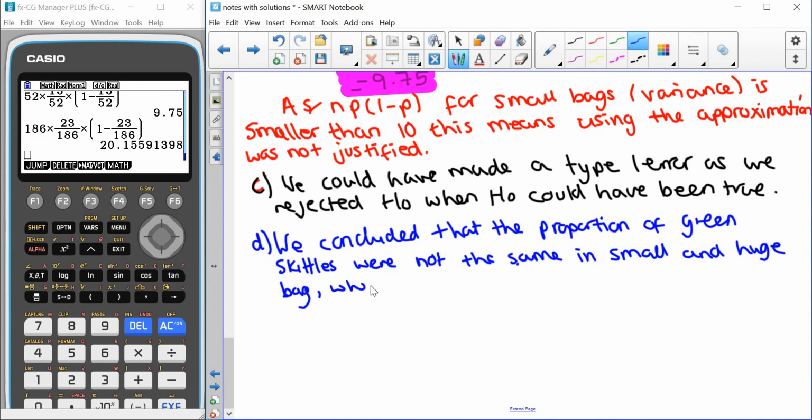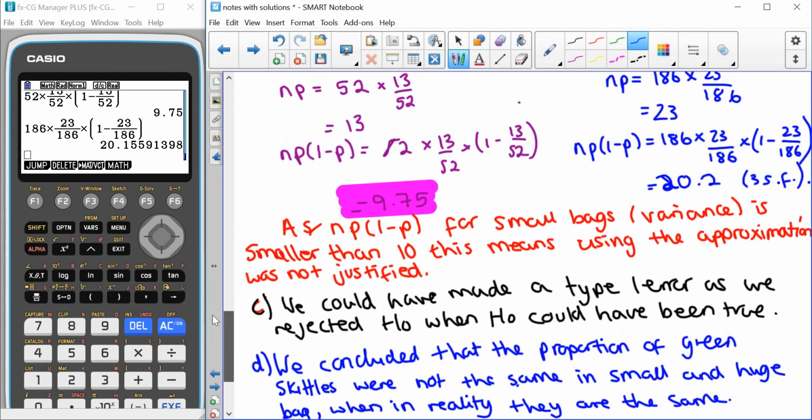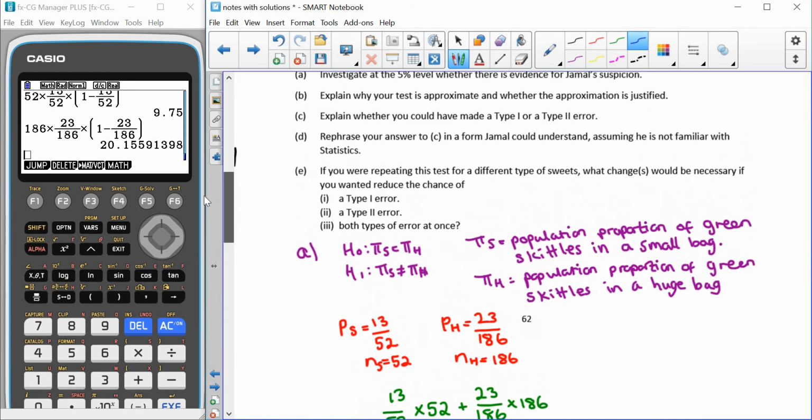So when in reality they are the same. So that's not using any technical language, it's just explaining what we found in context, and then actually in reality what we found was different.